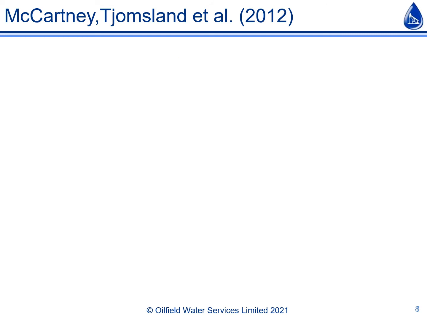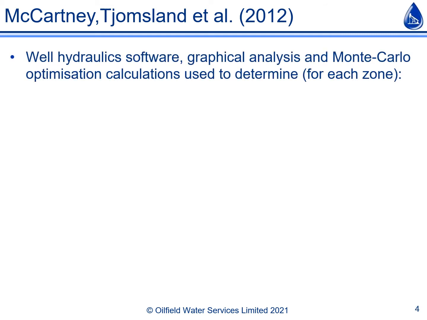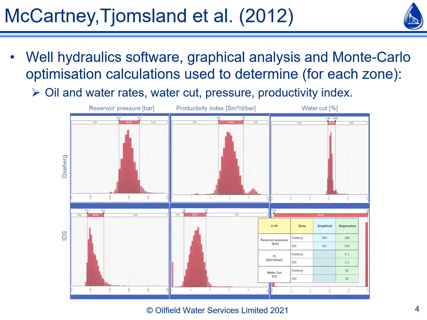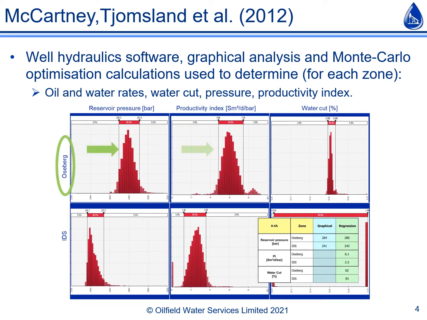When these water allocation results are included in the analysis of the multi-rate test, that is, via the use of hydraulic software, graphical analysis and Monte Carlo optimization calculations, oil and water rates, water cut, downhole pressure and productivity index for each zone can be calculated. This figure shows the results for well A4, confirming the higher pressure, higher productivity index and lower water cut of the Oseberg II formation in the well.